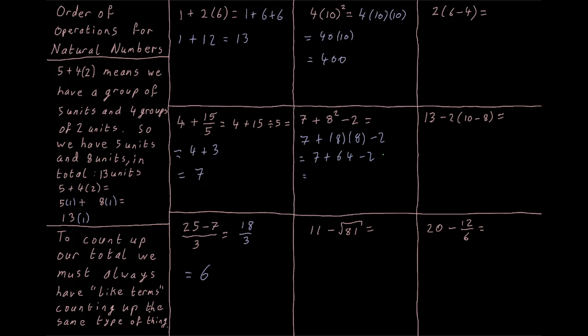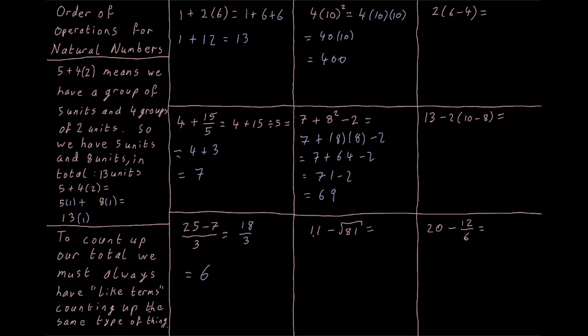And just to highlight the order we can do this in, we can always work from left to right. So we could do 7 plus 64, or we could do 64 minus 2 and then add that onto 7. Whichever order you want to do it in is fine. Usually we'll work left to right, so that's what I'll do here. But there would be no problem in getting 62 and then adding that onto 7. But here we're going to have 7 plus 64 is going to give us 71 minus 2, and that's going to leave us with 69 units in total.